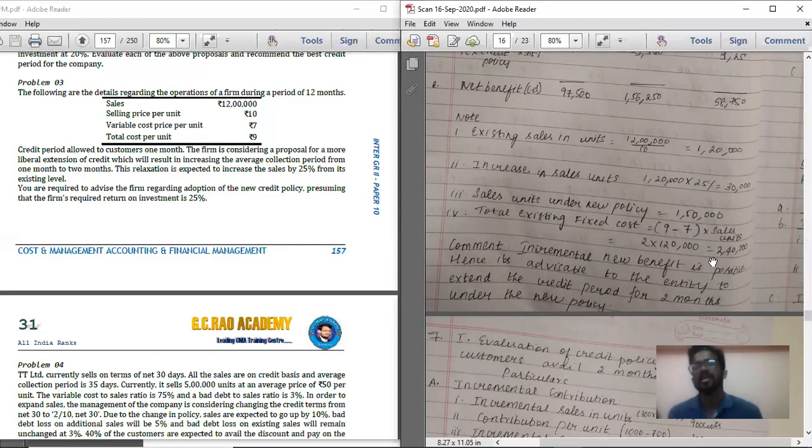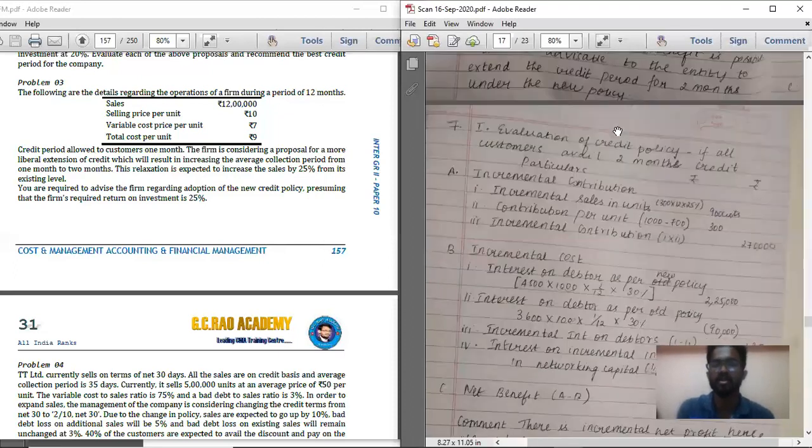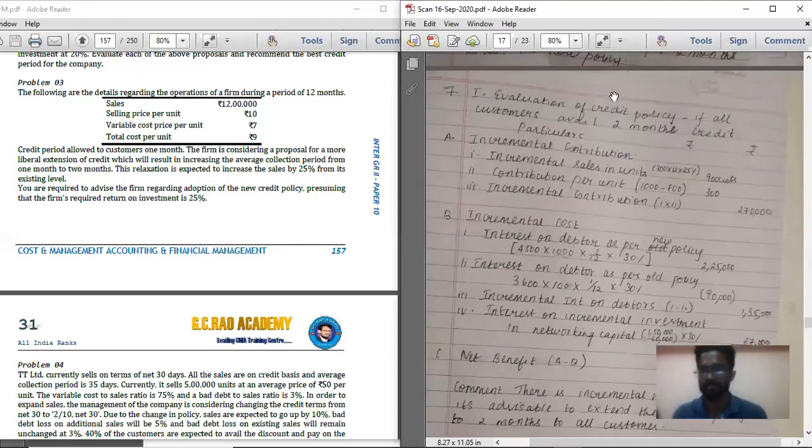Incremental new benefit is positive. Hence, it is advisable to the entity to extend the credit period for 2 months under the new policy.